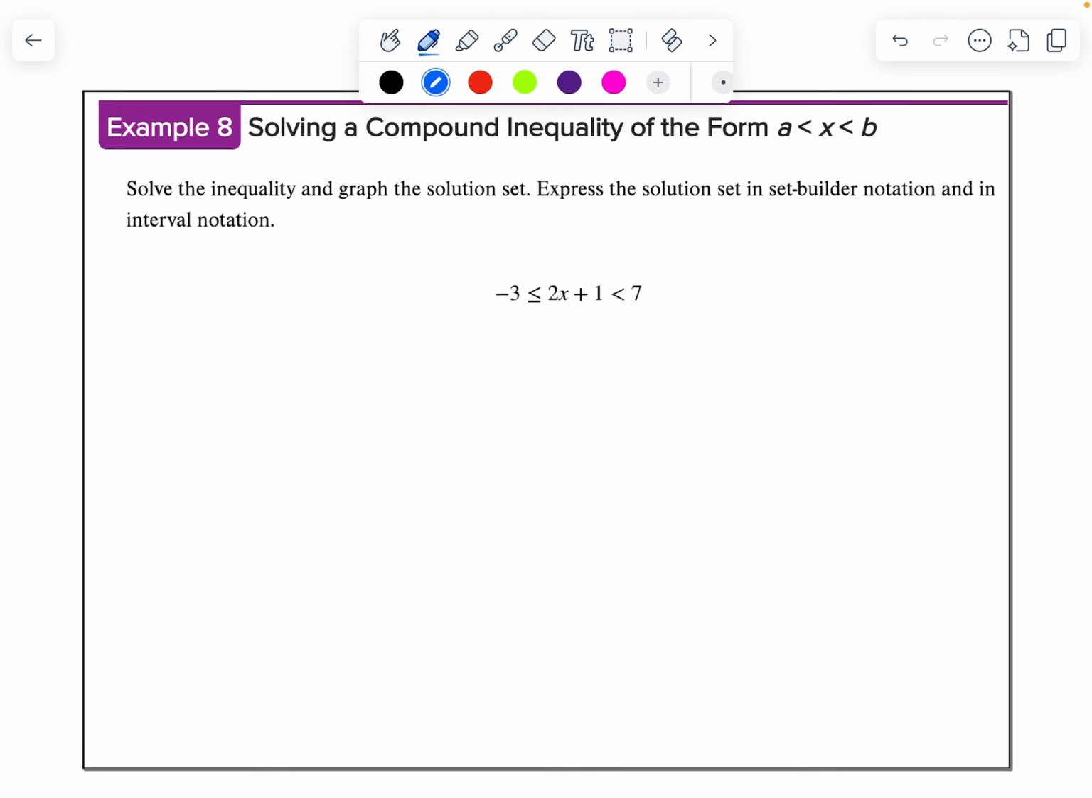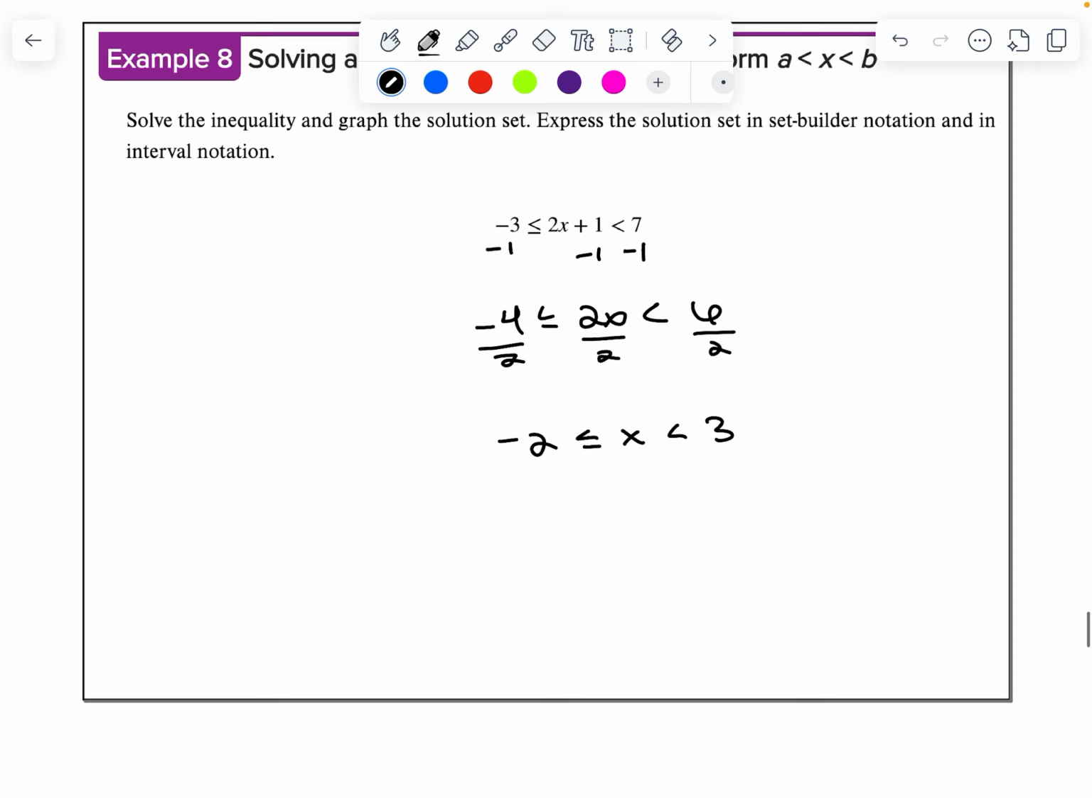Here, the first thing I want to do to get x by itself is subtract the 1. So I have to do that in all 3 positions here. Negative 4 less than or equal to 2x less than 7 minus 1 is 6. I still want x by itself, so I can divide by 2. That means I have to do it in all 3 places. Negative 2 less than or equal to x less than 3. Again, the same thing applies where I don't flip that sign unless I multiply or divide by a negative.